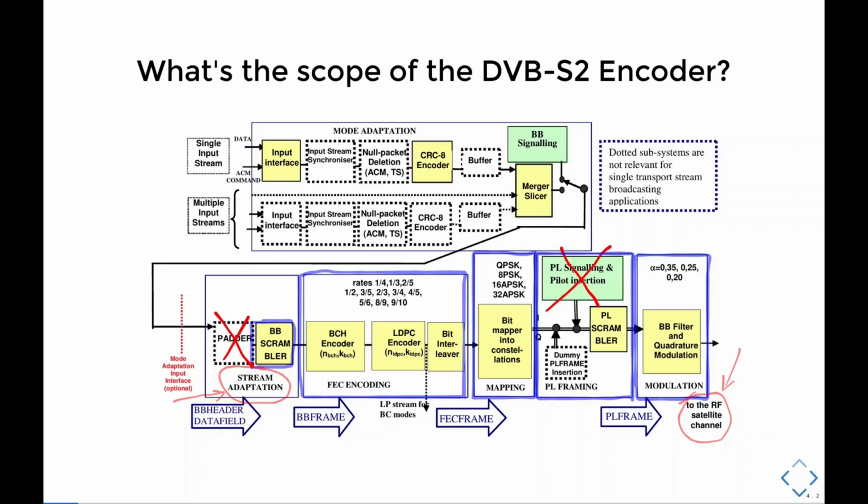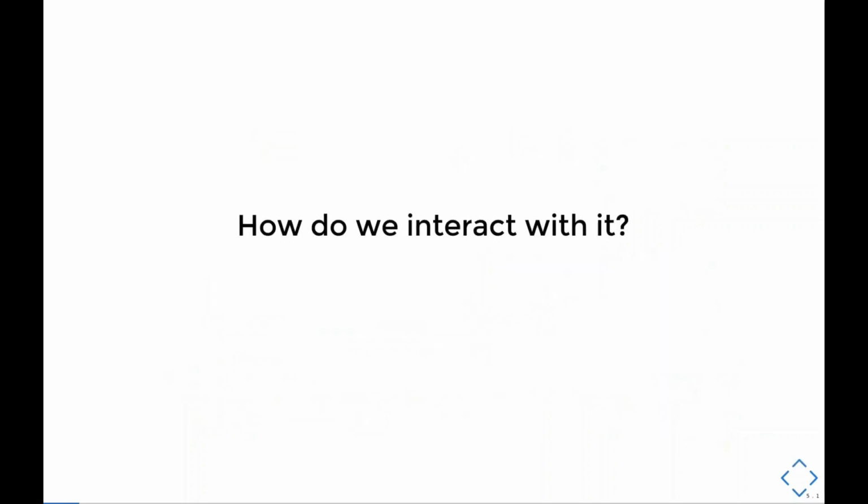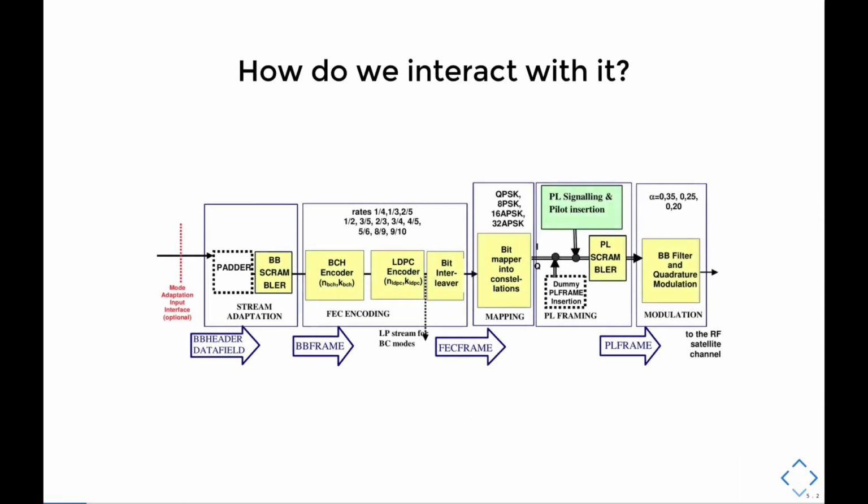The next thing I want to talk about is how to interact with it. The DVB-S2 encoder receives baseband frames at the input and produces modulated physical layer frames at the output. The interfaces we chose here are AXI Stream for both. More on that in a second.